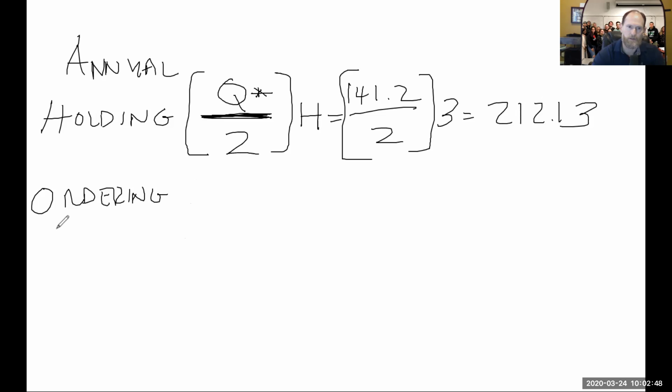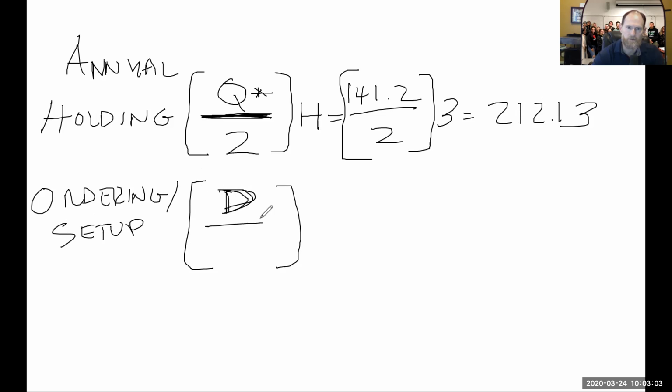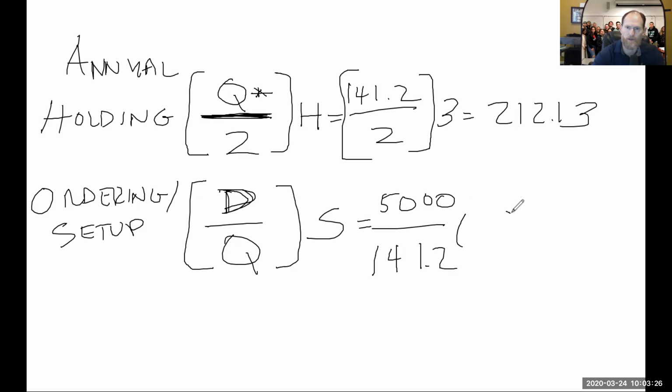Now for ordering or setup costs for the year, that formula is going to be big D divided by Q times S. So if we remember, big D was 5,000. Q is this Q. So these Qs are the same, and that's that EOQ, 141.2. And we're going to times that by S, which was 6.